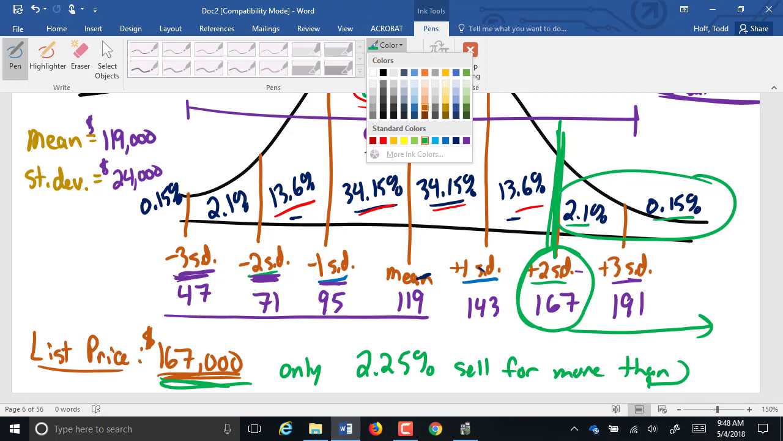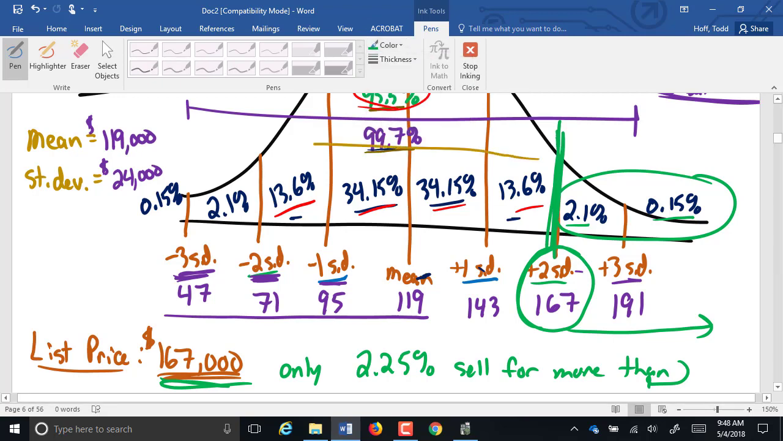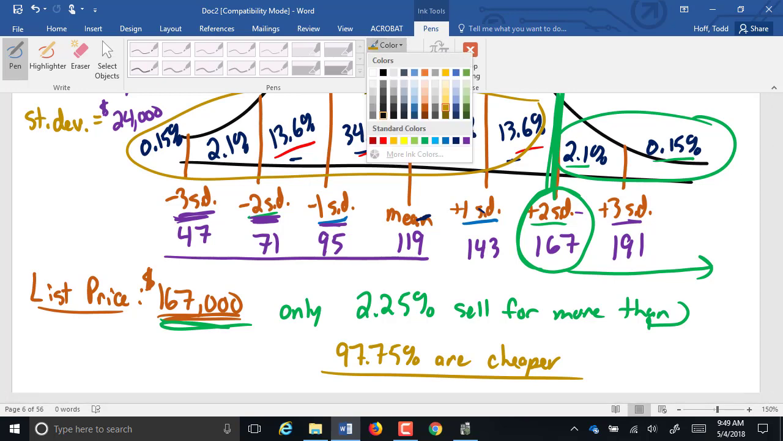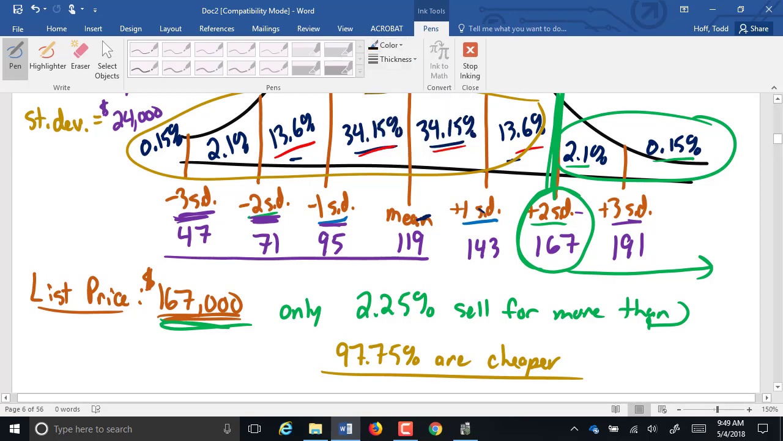Because the other side of that, if I added up the percents going this way, those would add up to 97.75% that are cheaper, that sell for less. I'm pretty sure in one of those 97.75% you can find one you like. So this is a way of comparing numbers within themselves, basically.